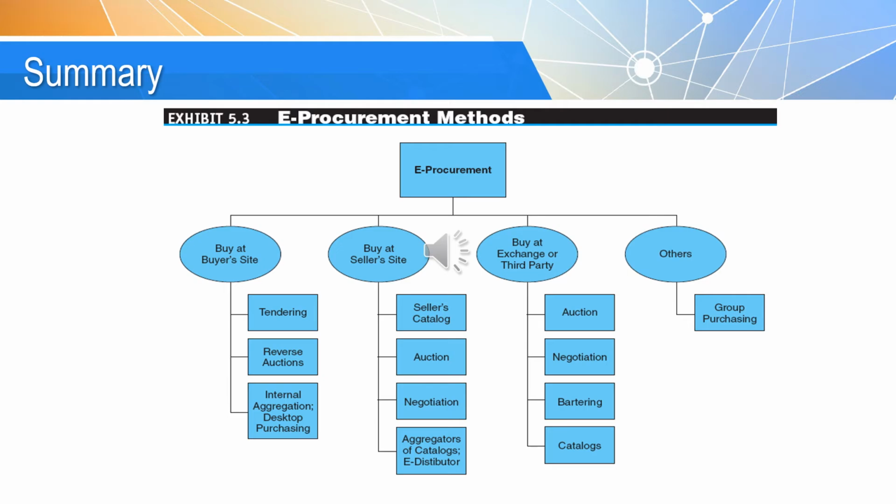Okay, this is the summary of the procurement methods. We have an example of each of the procurement methods or models. By side we have tendering, we have reverse auction, we have internal aggregation. Tendering concept is where, kita tender konsep macam ni.